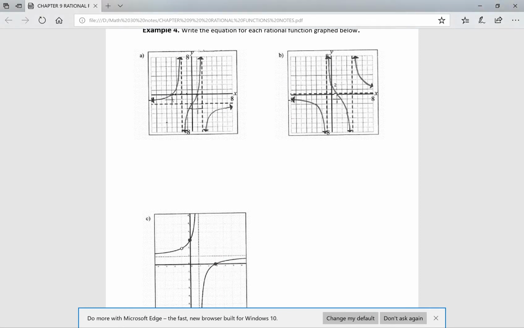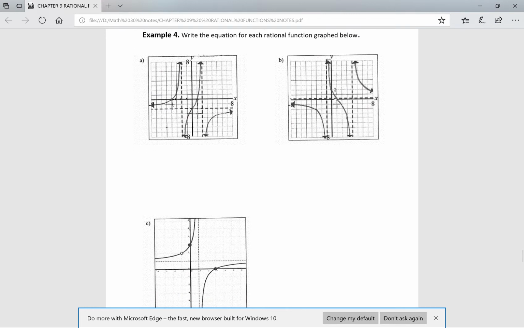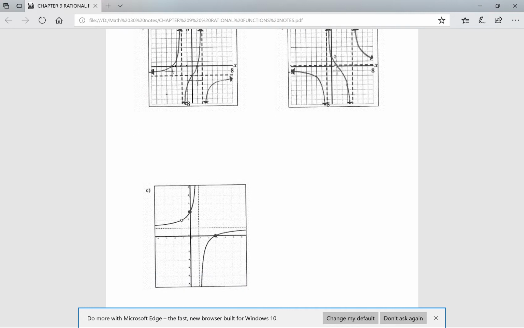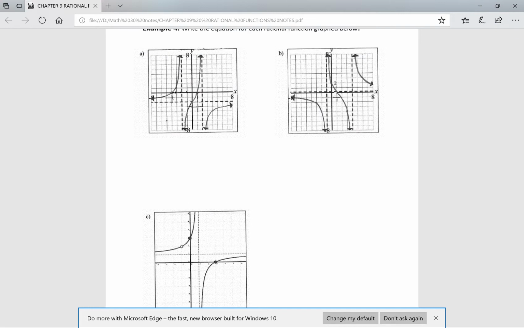So we're going to continue on through these examples. Write the equation for each one of the rational functions graphed below. Now the first two seem a bit intimidating, and the last one has that point discontinuity there. Let's start off with the first one.